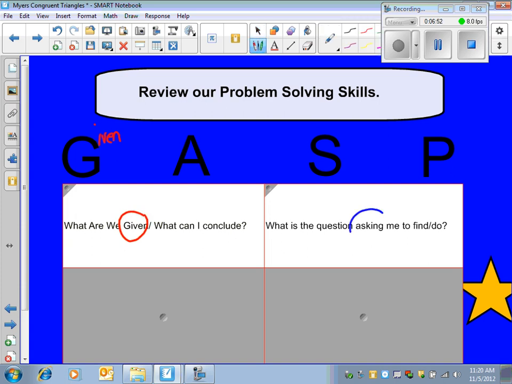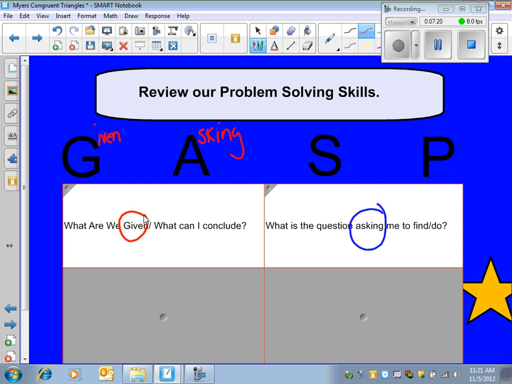What is the question asking? A. Woo, different color pen. Asking. A-S-K-I-N-G. Sometimes the question can ask us to solve for X, and that's great. We're done. Sometimes the question asks us to find the angle, and so we want to make sure we know what the question is asking.